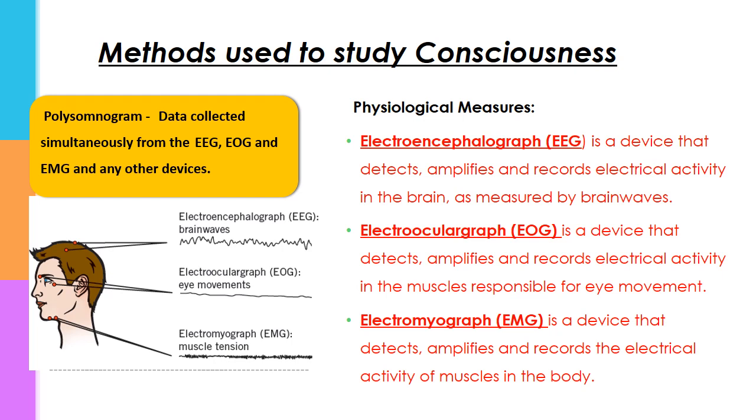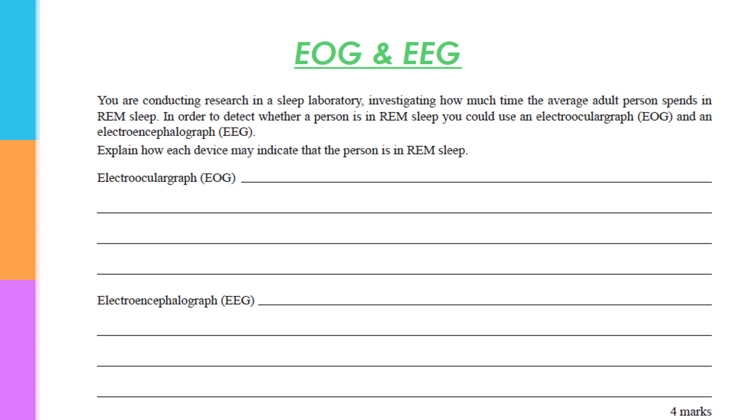Remember DARE. Now, when we talk about electroencephalograph, make sure you're saying as measured by brainwaves. When we talk about electrooculograph, make sure you're saying in the muscles responsible for eye movement, okay? Make sure you're being specific. When we are talking about electroencephalograph, the EEG, make sure you know the associated brainwaves and so the frequency, the amplitude, and what states they are associated with. Know those quite well because they are a crossover area when we look at stimulants and depressants. So let's have a look at this question.